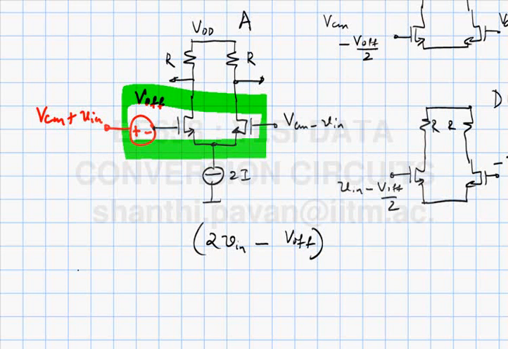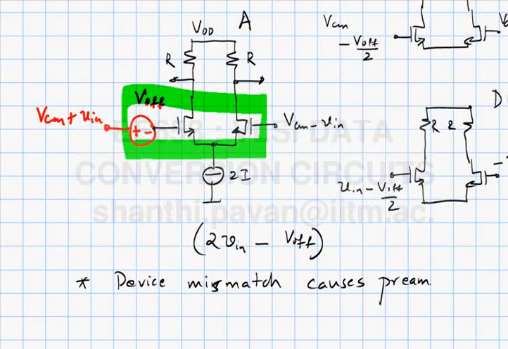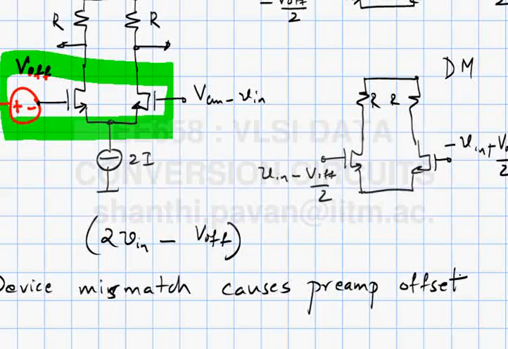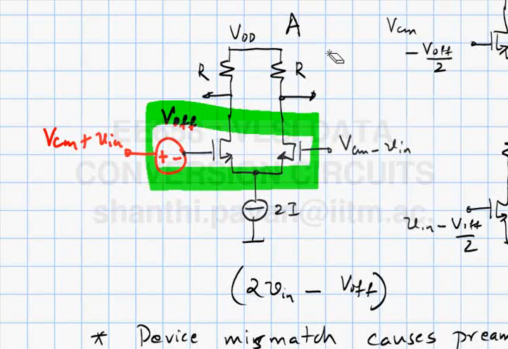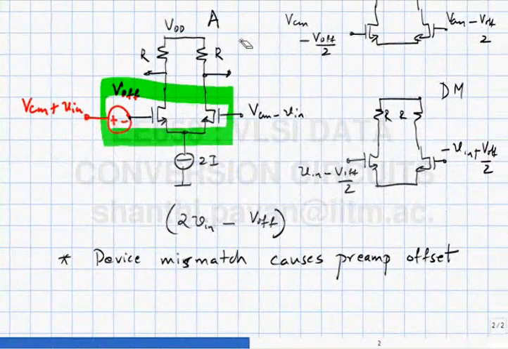Okay. So device mismatch causes preamp offset. Alright. The same discussion can be had for mismatch in the resistors also. Okay. So if the devices were identical, there was no threshold mismatch, but the two load resistors were slightly different, then the differential output voltage will not be 0 when the differential input is 0. If you had an ideal preamp, the differential output must be 0 when the differential input is 0. But if the load resistors are mismatched, that will no longer be true.